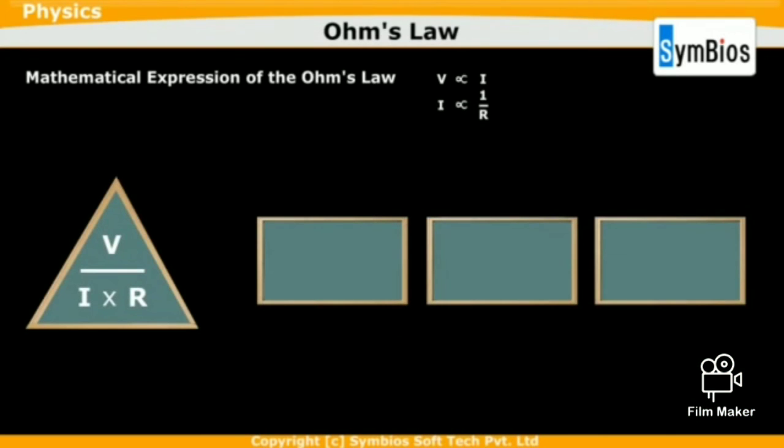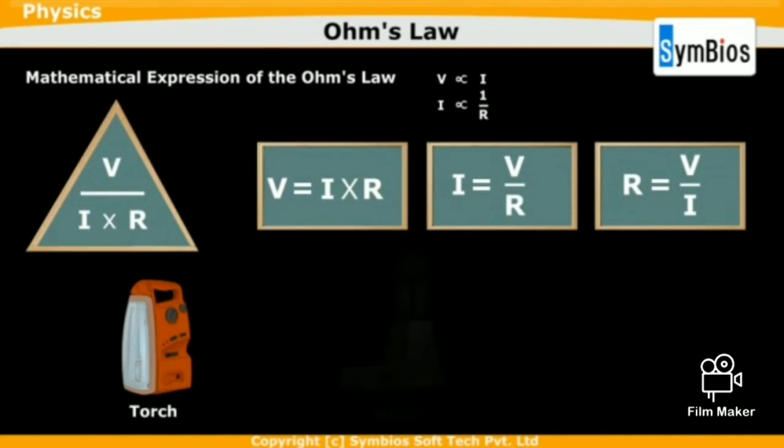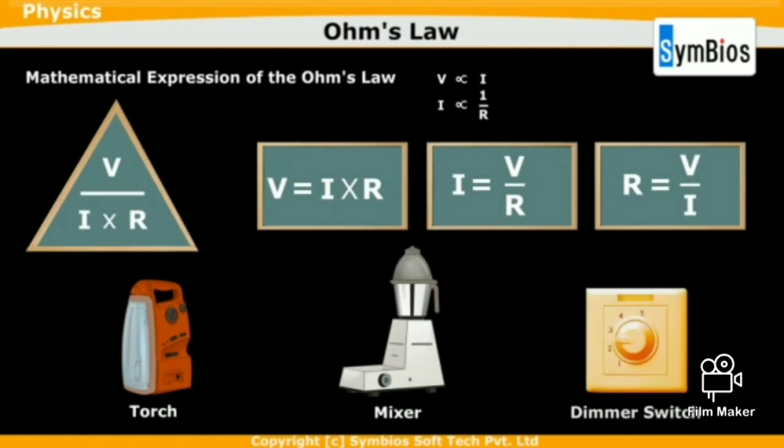In this session, we have learned Ohm's law. We also learned about the Ohm's law triangle used to derive the formula V equals I into R, I is equal to V by R, and R is equal to V by I. The principle stated in Ohm's law has a great importance in the field of electricity as it is widely applied in several electrical appliances such as torch, mixer and the dimmer switches of the lights.